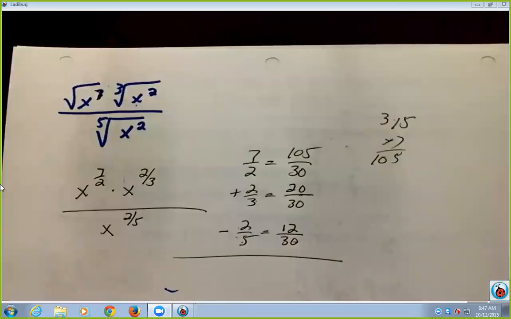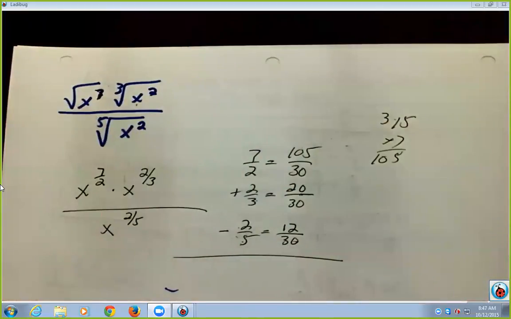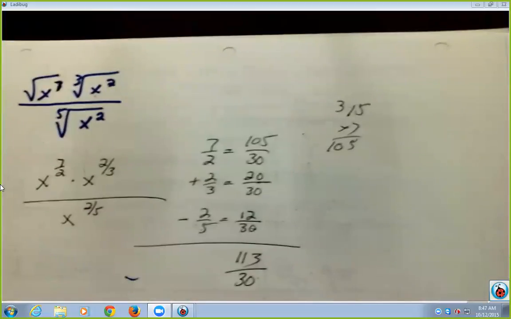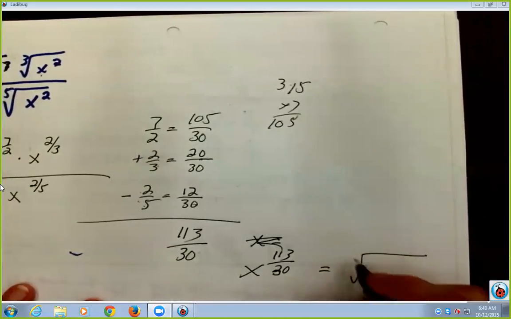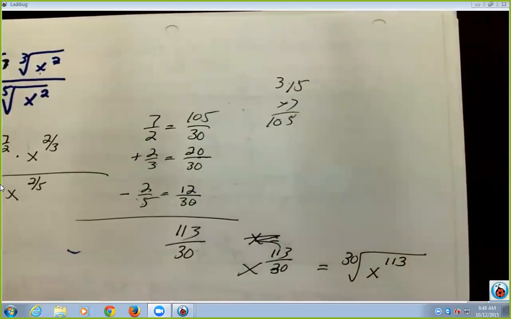And then you'd add those together and add the top two. These two get added, the bottom one gets subtracted, and we end up with what our answer would be. So what would I end up with? 105 plus 20 minus 12 was 113. So my answer is x to the 113th over 30, the 30th power of x to the 113th if I turn it back into exponential form.